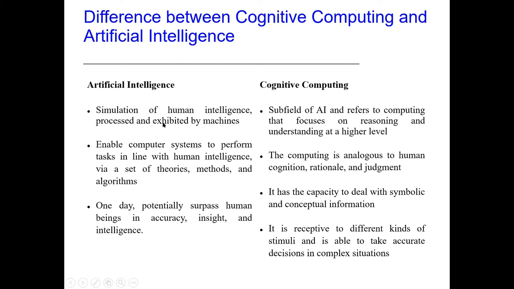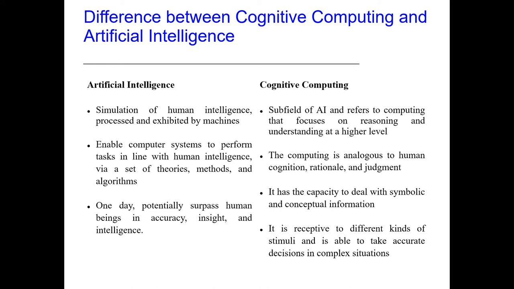In the case of artificial intelligence, whatever is fed to the system will be understood and it will make intelligent decisions, whereas cognitive computing is a higher level of AI by mimicking the human brain. Artificial intelligence enables computer systems to perform tasks in line with human intelligence via a set of theories, methods, and algorithms. If this, then this. This is how we actually program, no? Basically, artificial intelligence is not a very big deal to understand. It is basically just if-else. If this particular condition, what should the system do? Else, if this particular condition, what should the system do? This is the basic backbone of artificial intelligence.